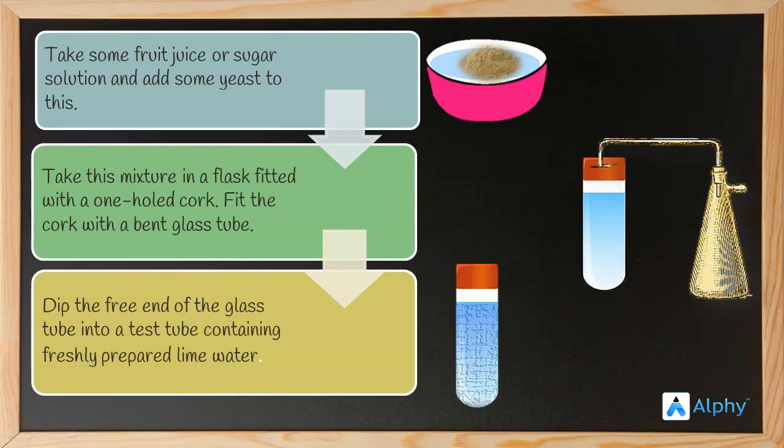We will notice that the lime water turns milky. Why does this happen? Well, we have already seen in our previous activity that lime water turns milky in the presence of carbon dioxide, right? So this means that the fruit juice or sugar solution somehow released CO2 that passed through this bent tube. But how does the solution have carbon dioxide? Well, the yeast that we added broke down the sugar to release carbon dioxide, which turned lime water milky. So from this activity, we can conclude the fermentative action of yeast on sugar.